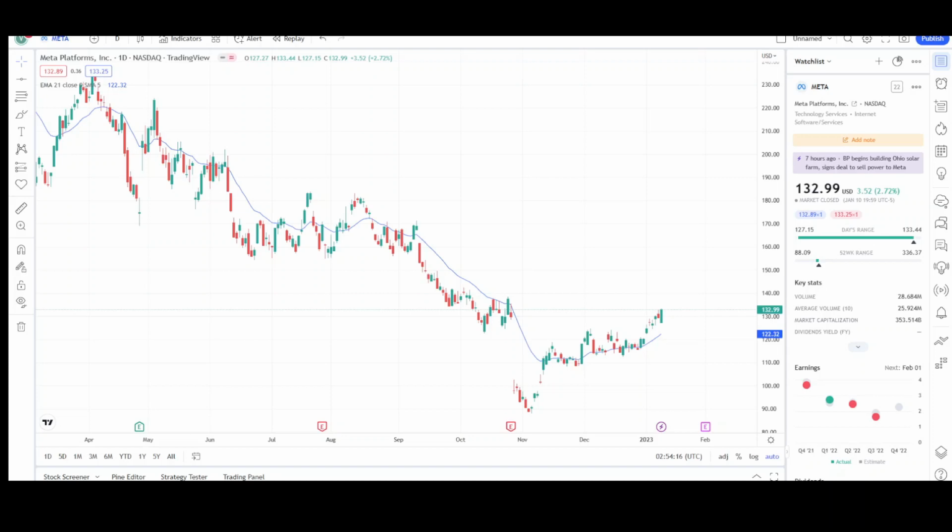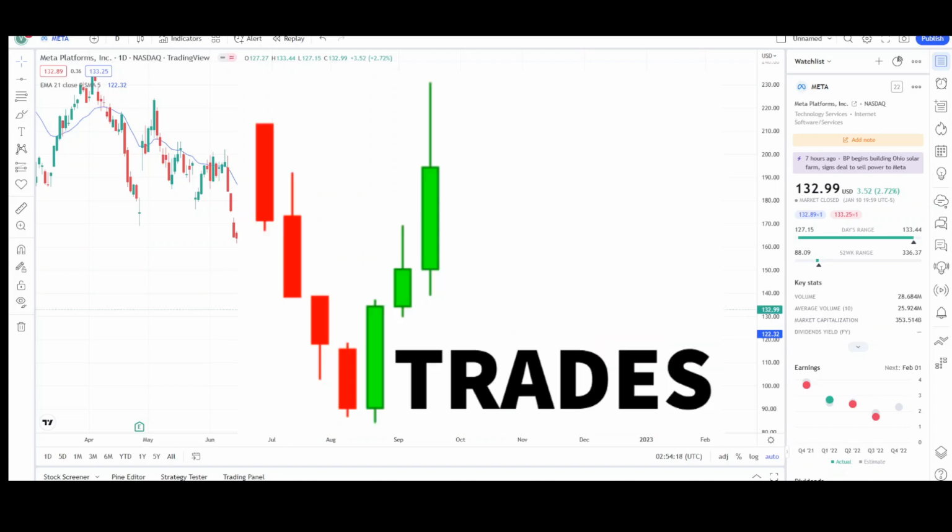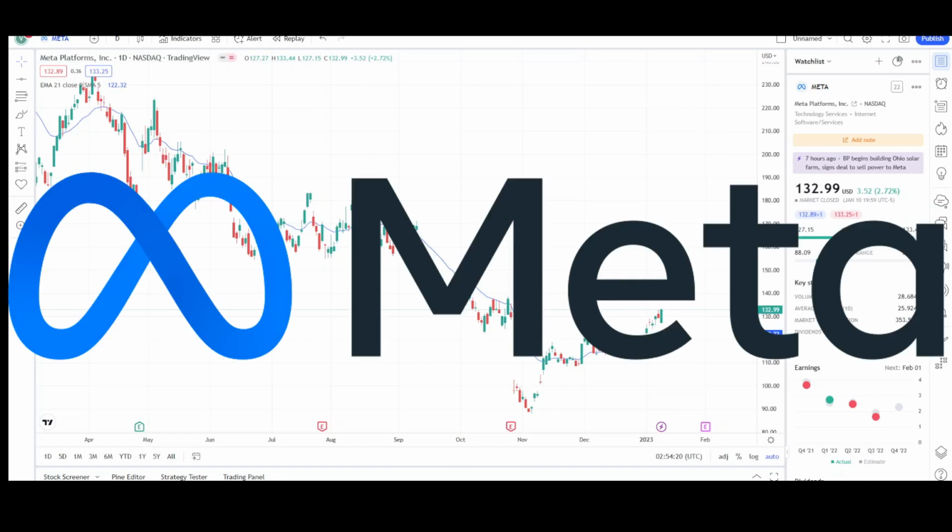What's up, traders? This is Vee Trades, and today I'll be doing a technical analysis breakdown for Meta Platforms with the ticker symbol META.